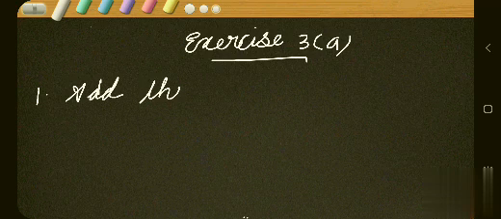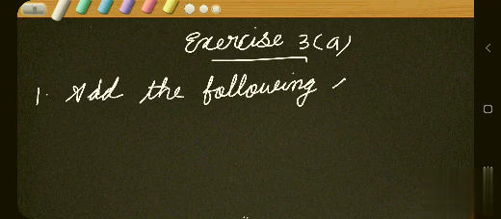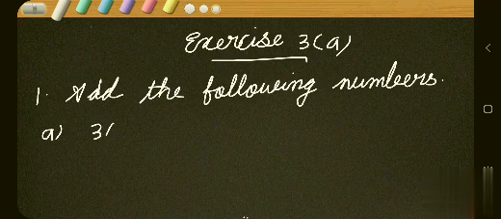Add the following numbers. First one, A, 36 and 41. How to add this? 36 and 41. Answer.